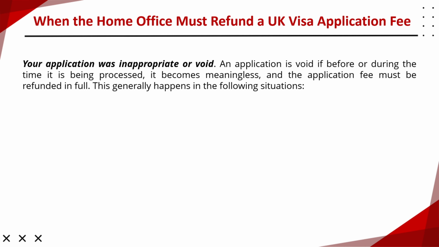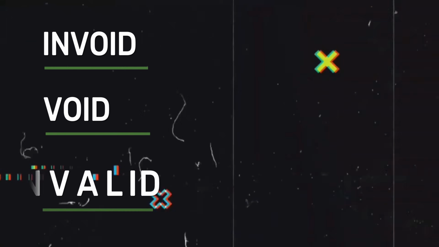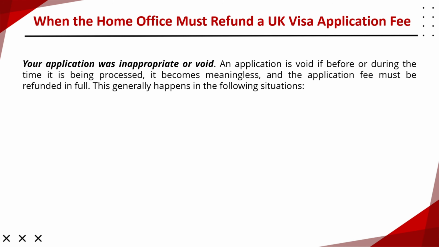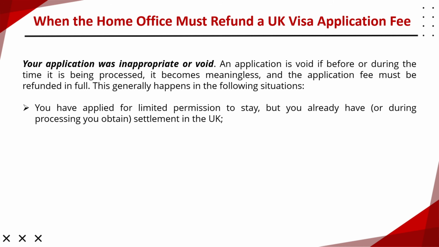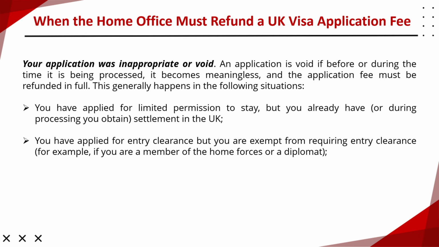So you need to understand all these terms: invalid, void, where these terms are coming from, what they mean. An application is void if before or during the time it is being processed, it becomes meaningless, and the application fee must be refunded in full. This generally happens in the following situations. Number one, you have applied for limited permission to stay, but you already have or during the process you obtained settlement in the UK. Number two, you have applied for entry clearance, but you are exempt from requiring entry clearance. For example, if you are a member of the Home Forces or a diplomat.